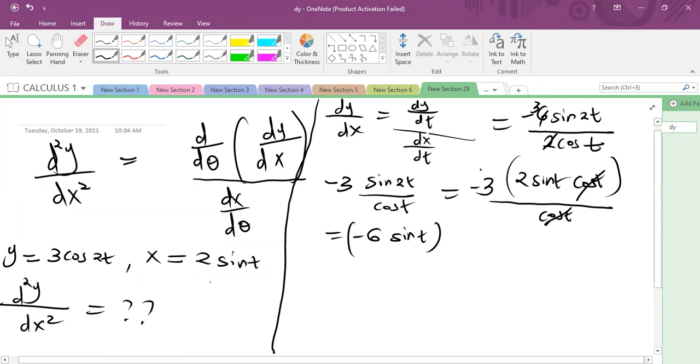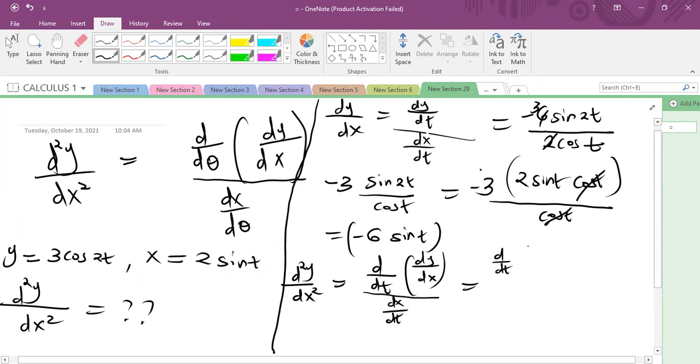Now, for the second derivative, if you want to get d²y/dx², then it is d/dθ. In our case here, the variable is not θ, it is actually t. So in our case, it will be d/dt of dy/dx. We already have our dy/dx here. All this is divided by dx/dθ, and in our case, it is dx/dt. So what is this going to be? d/dt of dy/dx, which is minus 6 sin t, all divided by dx/dt. And what is our dx/dt? We already got dx/dt as 2 cos t.